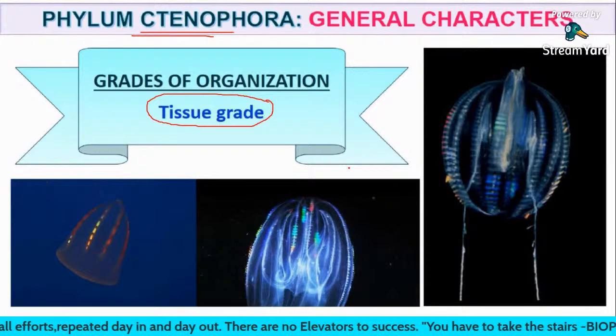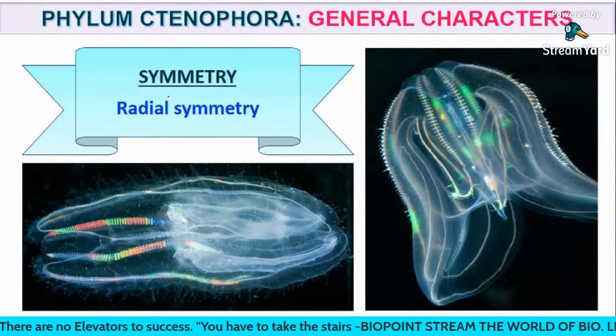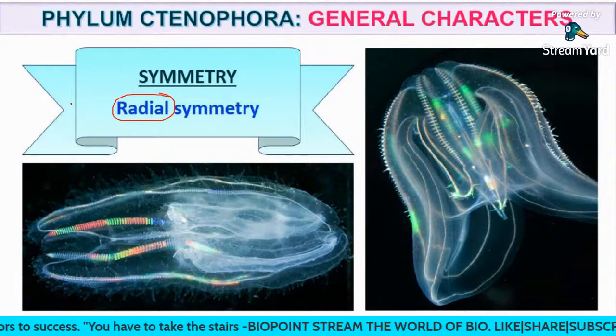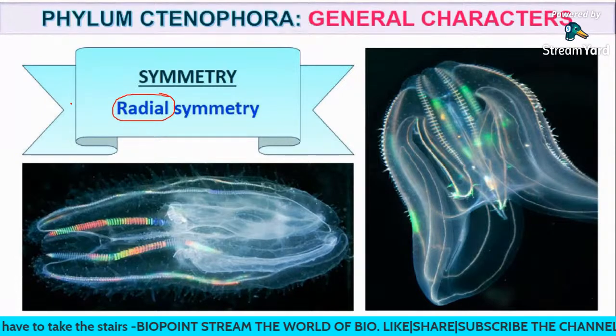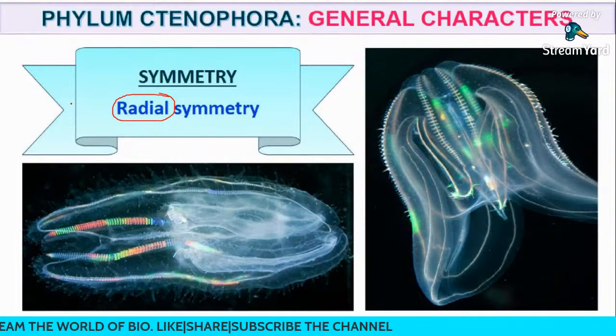Okay, so you have to study this point: tissue grade of organization. They show radial symmetry. I thought of including a video in the next class if it's possible. I'll start the class with a small concept video on this.